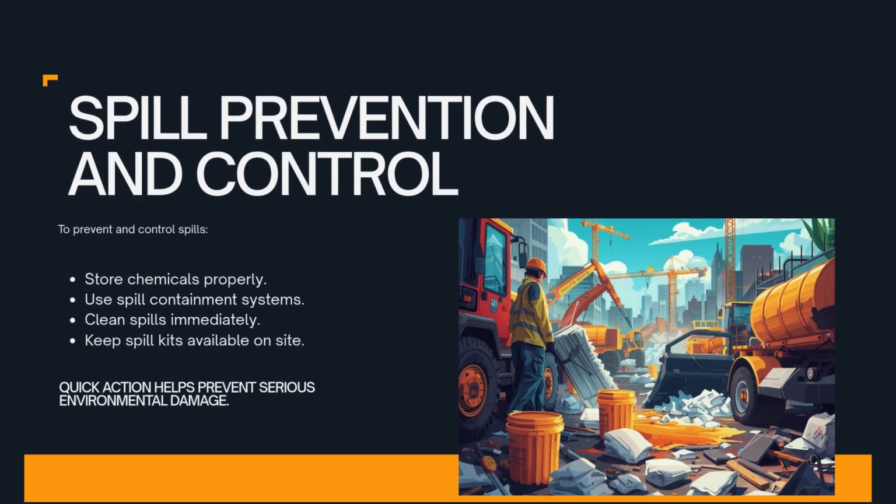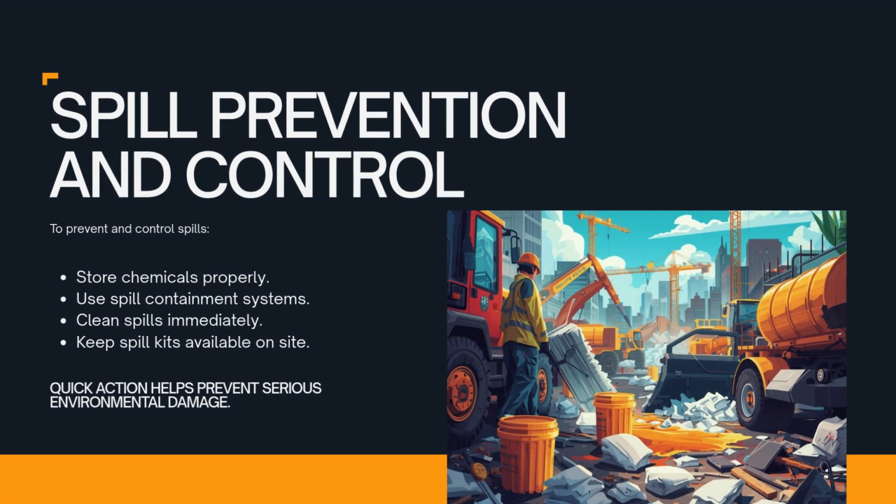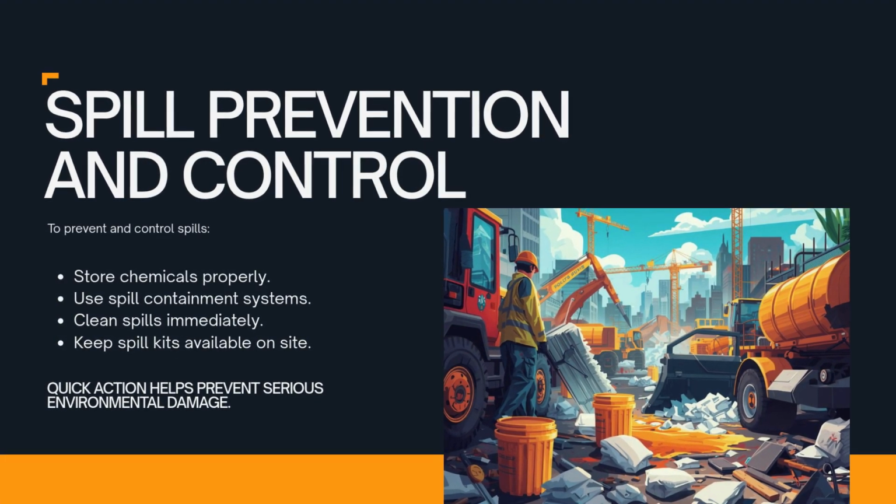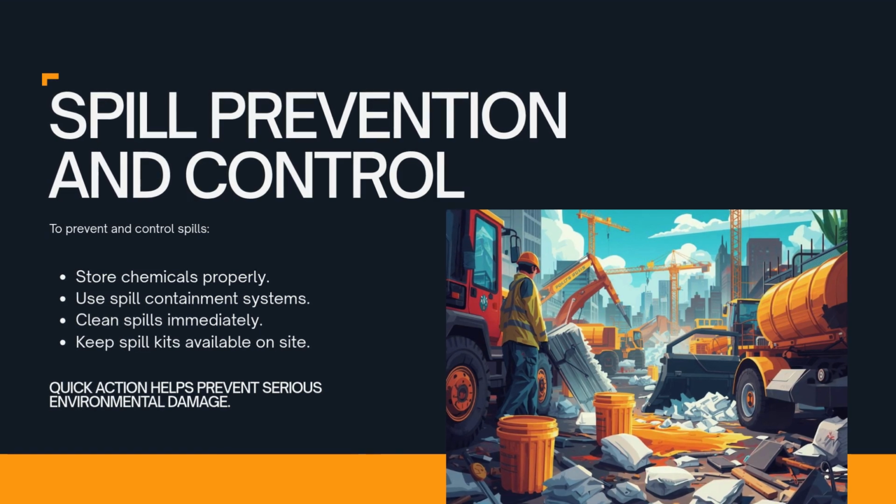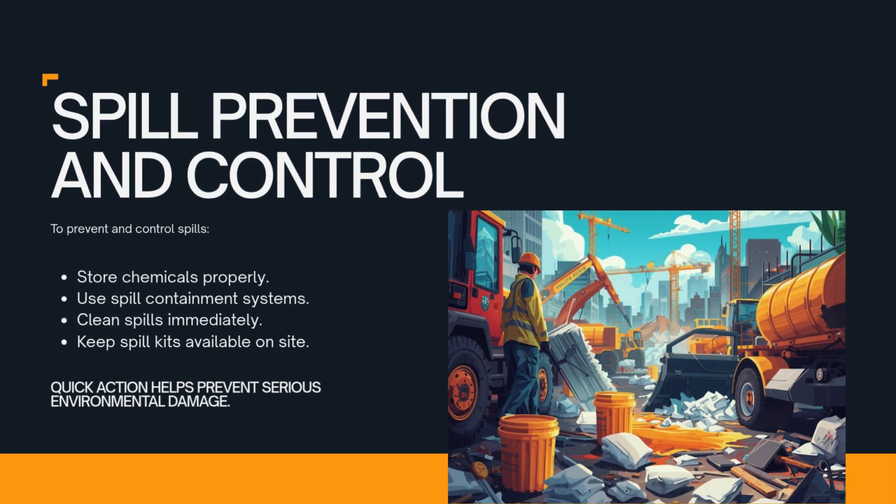Spill prevention and control. To prevent and control spills, store chemicals properly. Use spill containment systems. Clean spills immediately. Keep spill kits available on site. Quick action helps prevent serious environmental damage.